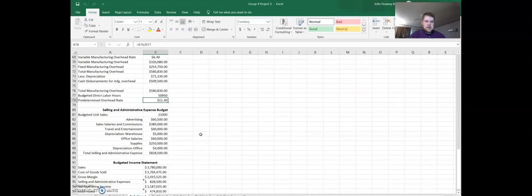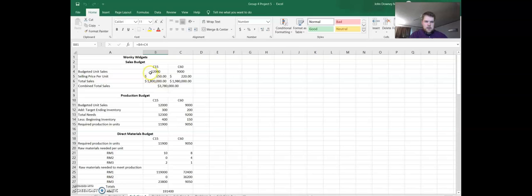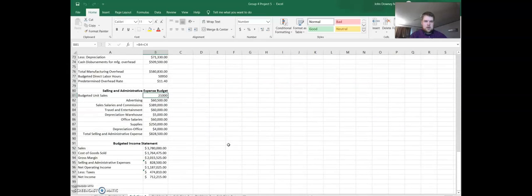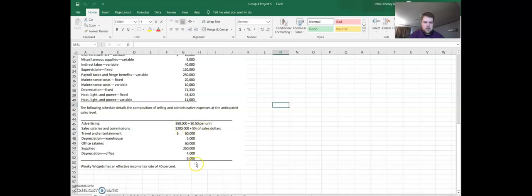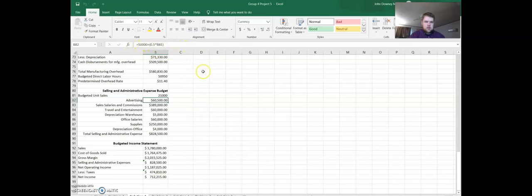Now we'll take a look at the selling and administrative expense budget. Our budgeted unit sales, for this one I went ahead and added the 12,000 unit sales of C15 to the 9,000 unit sales of C60 to give us a total of 21,000 budgeted unit sales. Our advertising expense, as we saw in the intro, is $50,000 plus 50 cents per unit. So you can see when we do that math up there, there's our total advertising expense.